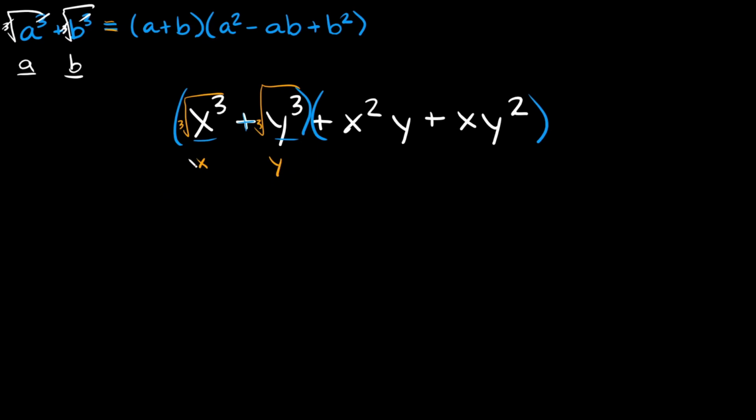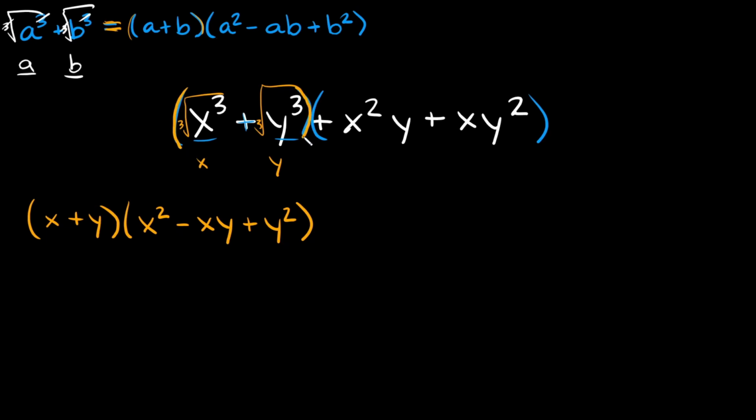Now that we know what those are, we can plug it into our formula right here. First, we're going to have a plus b in parentheses, so x plus y in parentheses. And then in our other set of parentheses, we're going to have a squared minus ab plus b squared. So a squared is going to be x squared, minus ab is going to be minus xy, and plus b squared is going to be plus y squared. Then we close our parentheses right there. Okay, cool. So I just finished factoring this set of parentheses right here. Now let's factor these 2.